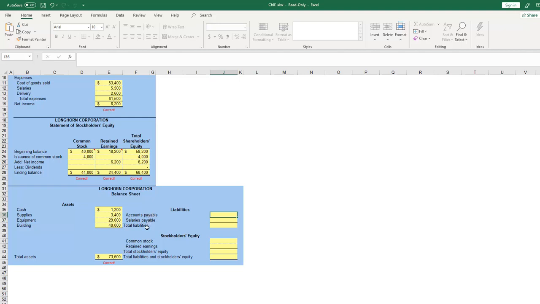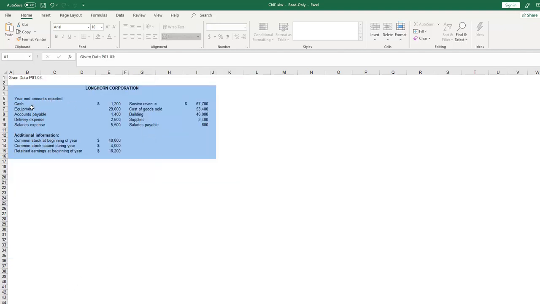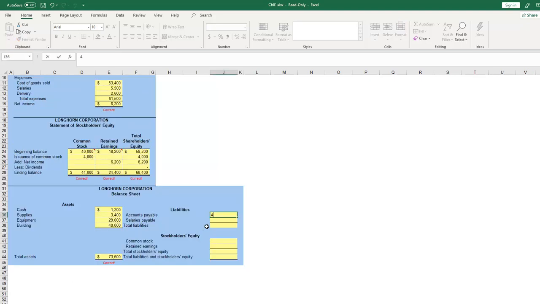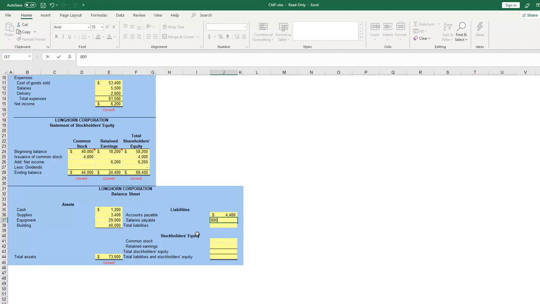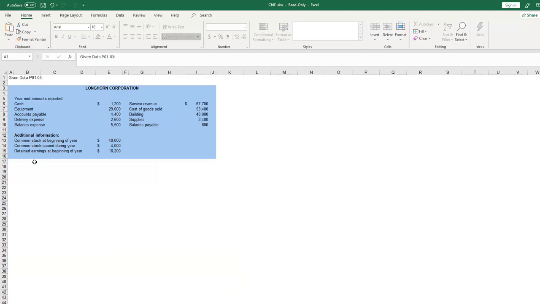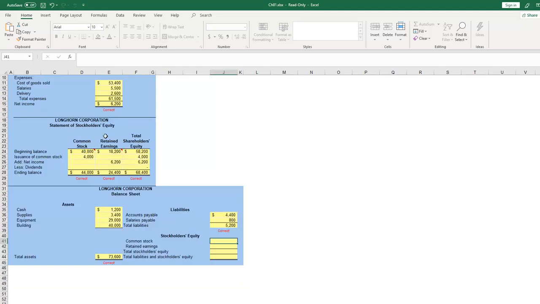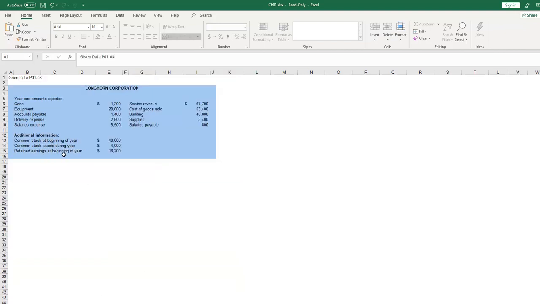Liabilities, look at those two payables here, so that's a good hint on our liabilities. Accounts payable, $4,400. Salaries payable of $800 for total liabilities of $5,200. Common stock. All right, what is our common stock? We have common stock at the beginning of the year and common stock issued. We need to look up here on our statement of stockholders' equity. All right, our common stock is $44,000.